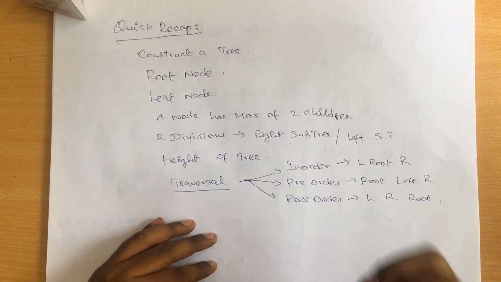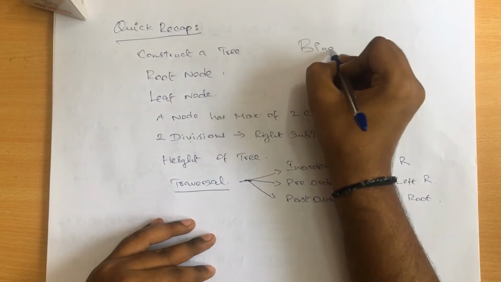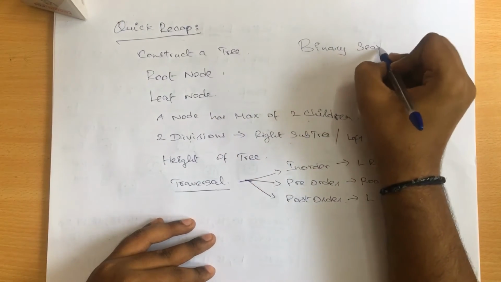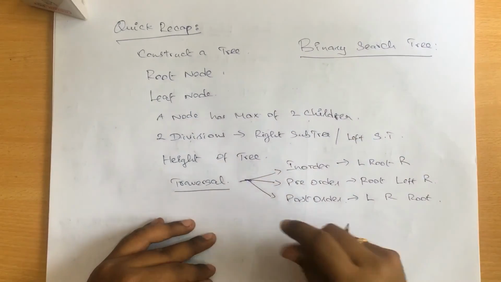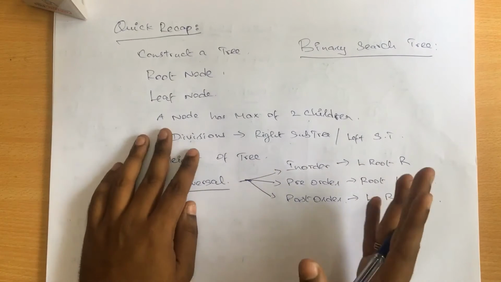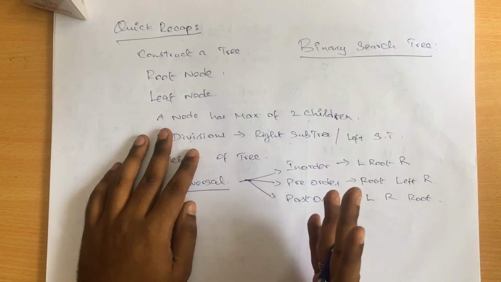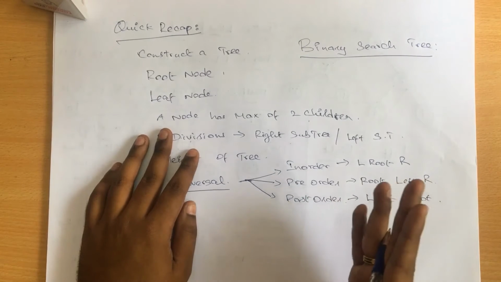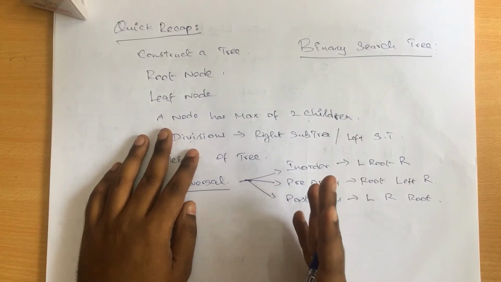Now let's quickly start with the implementation of a binary search tree. Binary search tree is one important tree algorithm which we have to learn, because in a binary search tree the data will be in a sorted form. For example, the left subtree will always be lesser than your root node, and the right subtree will always be greater than your root node.